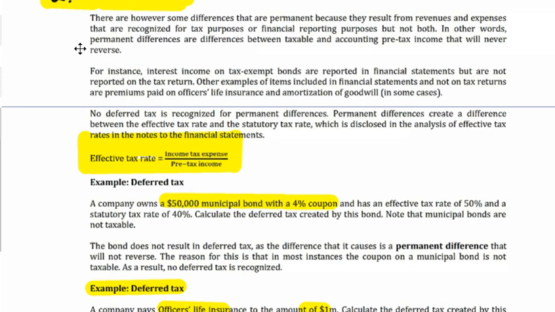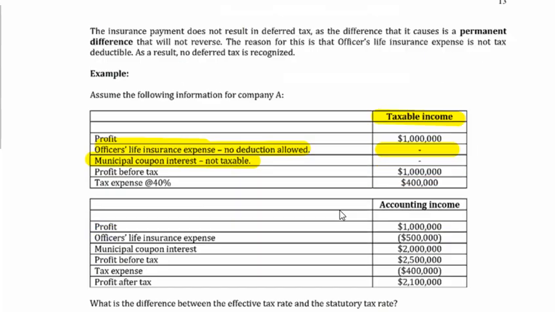Okay, and we'll look at the amounts over here. Remembering, guys, and that's why guys often invest in municipal bonds, because the coupon interest, in our case over here, is tax-free. So you can see over here, your municipal coupon interest, it's not taxable over there. So we started off with a profit of $1 million for tax. We started off with $1 million of profit for accounting. But look at the differences. For accounting, I do take life insurance into account. The taxman will never give it to me. What's that called? A permanent timing difference.